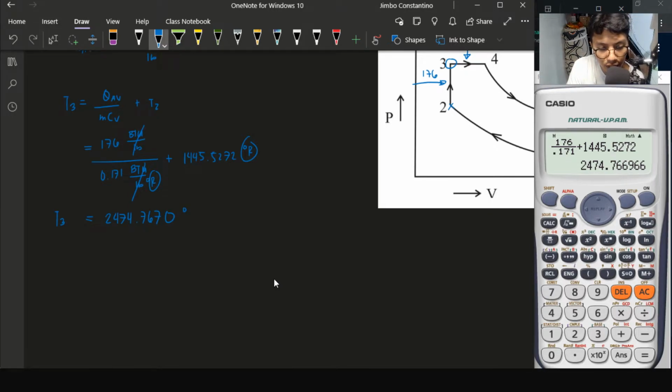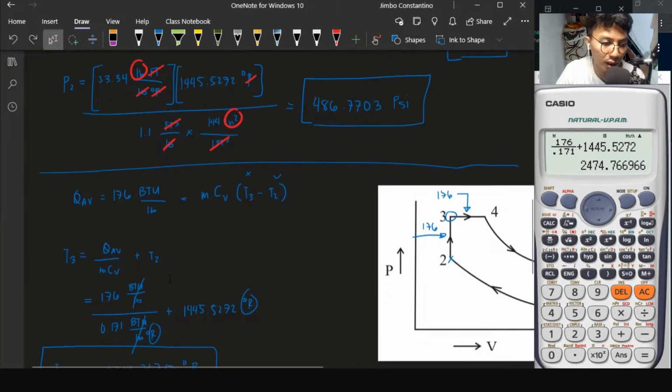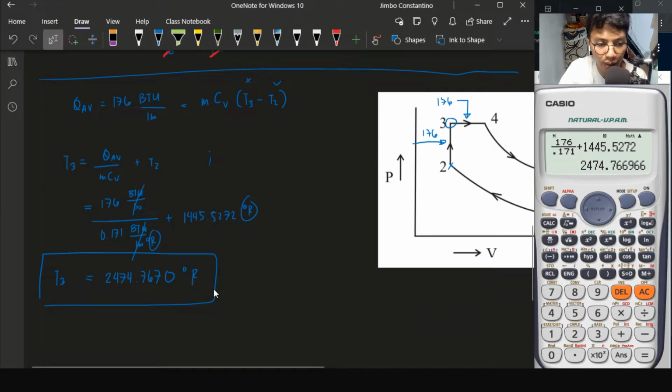2474.7670 degrees Rankine. That's our T3. Okay. At what process is this? It's constant volume, which means we can find... Not RP, actually. Constant volume, V3 over V2. Okay. Constant. So V3. Let's put it here. V3 is equal to V2. There.